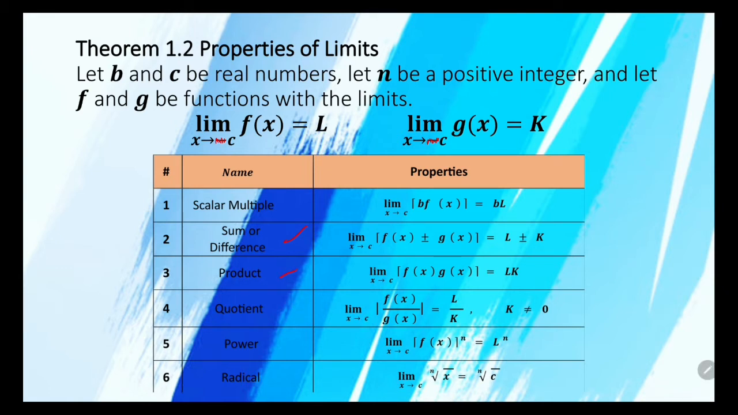The same goes for the product. If there are two functions, f and g, you can solve for the limit first, then multiply their limits, which is L times K. Same with the quotient. And for the power, PEMDAS first: inside the parentheses, find the limit first, and then evaluate the exponent. The same with the radical.